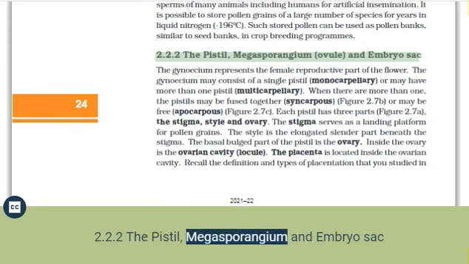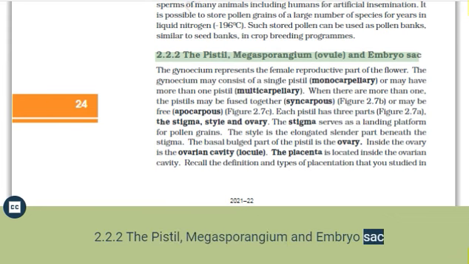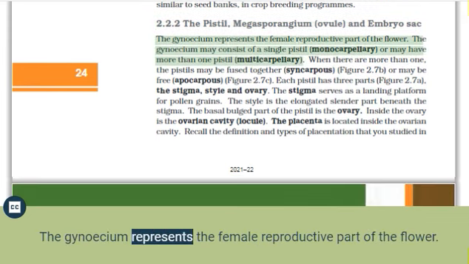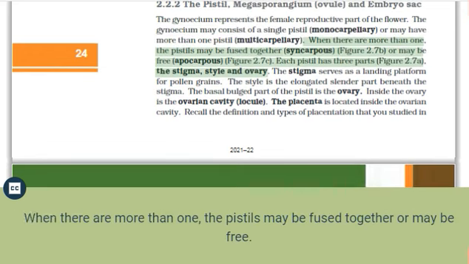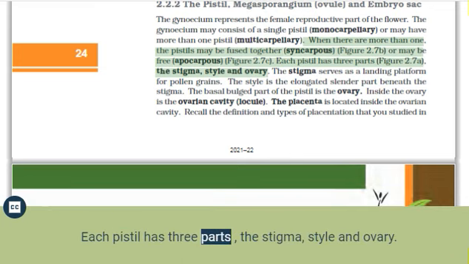2.2.2 The pistil, megasporangium, and embryo sac. The gynoecium represents the female reproductive part of the flower. The gynoecium may consist of a single pistil or may have more than one pistil. When there are more than one, the pistils may be fused together or may be free. Each pistil has three parts: the stigma, style, and ovary.